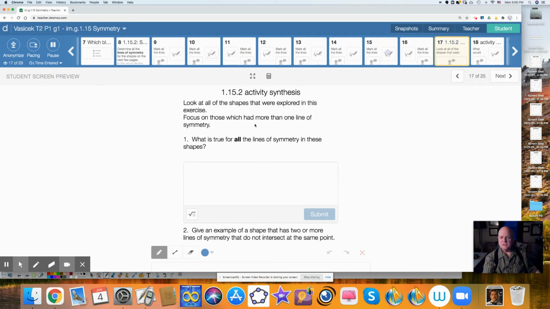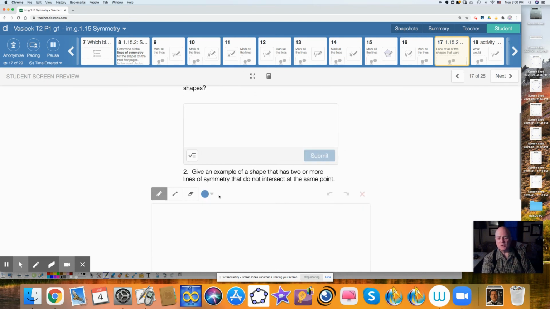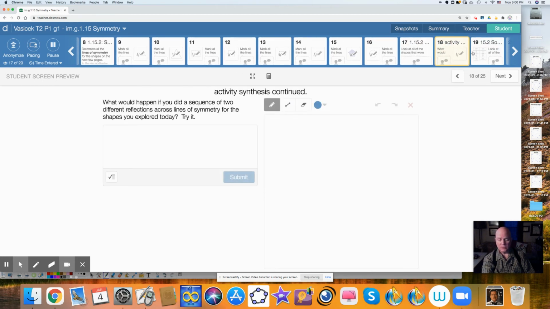So when we look at these, what's true for them? They all intersect at one point. And can you give an example of a shape where 2 lines of symmetry intersect at 2 points, not the same point? No, it's impossible if they're lines of symmetry. Remember, it's going to divide the shape into equal halves.